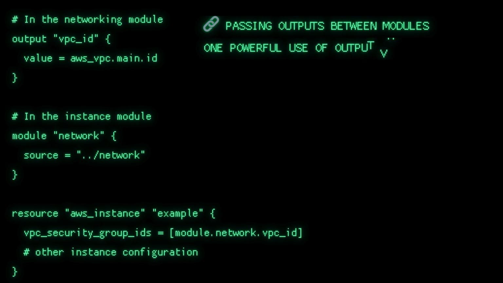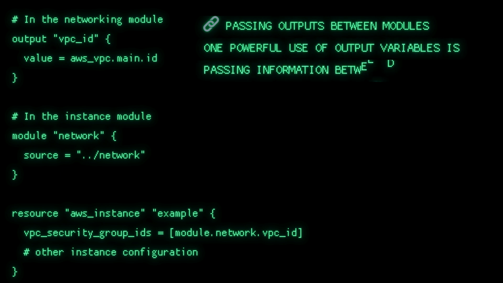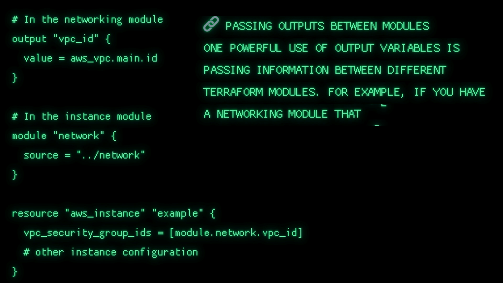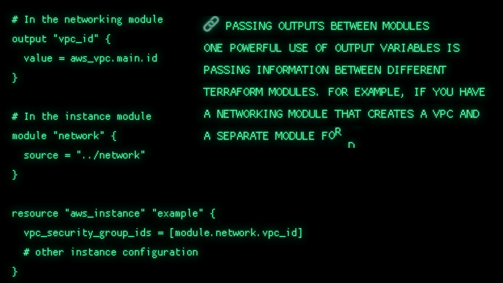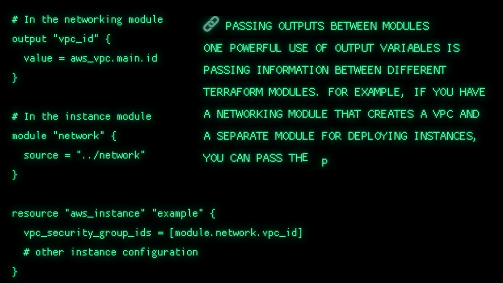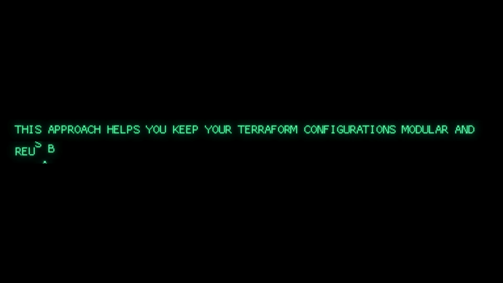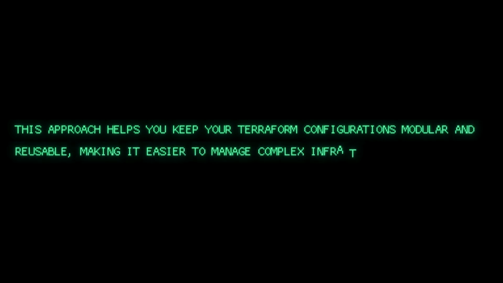Passing outputs between modules. One powerful use of output variables is passing information between different Terraform modules. For example, if you have a networking module that creates a VPC and a separate module for deploying instances, you can pass the VPC ID from the networking module to the instance module. This approach helps you keep your Terraform configurations modular and reusable, making it easier to manage complex infrastructure setups.